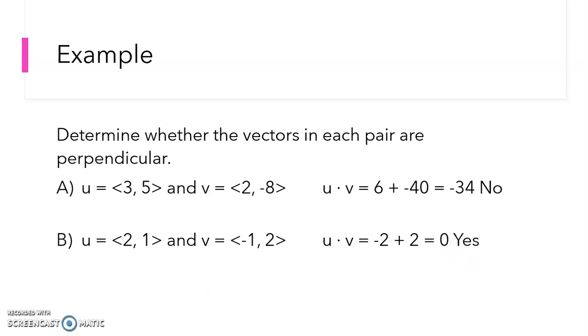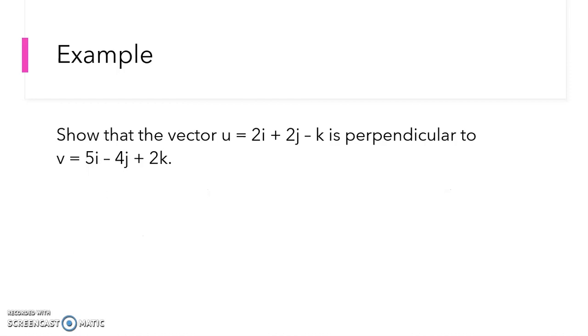Let's take a look at another example. In this example, we need to show that the vector u is perpendicular to vector v. So we're still using that information about orthogonal. See if you can show that, and that means show all your work, and then press play to see if your work was correct.